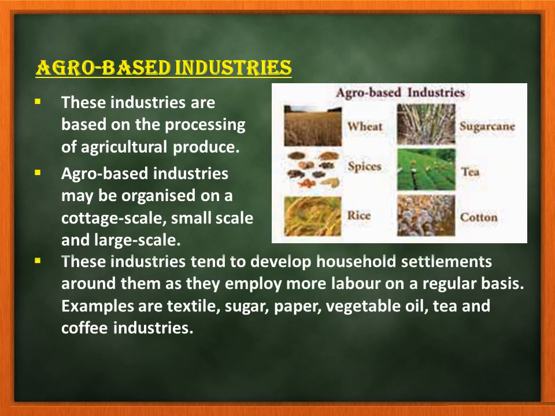Next is agro based industry. What do you mean by agro based industries? Industries which are started depending upon raw materials from agriculture are called agro based industries. These industries are based on the processing of agricultural produce. These industries take the raw material from the agricultural sector. Those types of industries are called agro based industries.